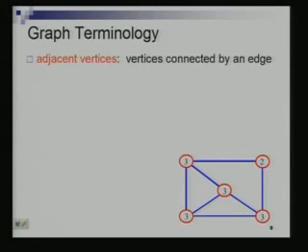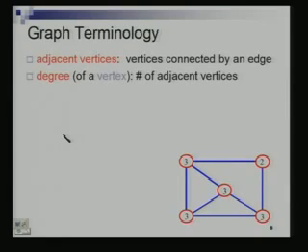Adjacent vertices. This is all terminology associated with an undirected graph now. So, two vertices which are connected by an edge are called adjacent, right. So, who can tell me, are this vertex and this vertex adjacent? No, they are not connected by an edge, right. Well, this and this are adjacent, this and this are not adjacent either. So, vertices which are connected by an edge are called adjacent.